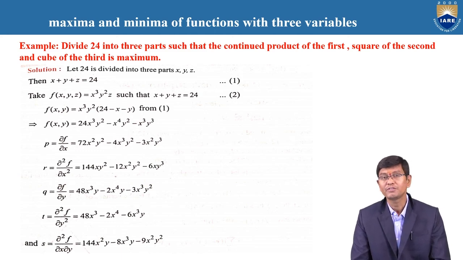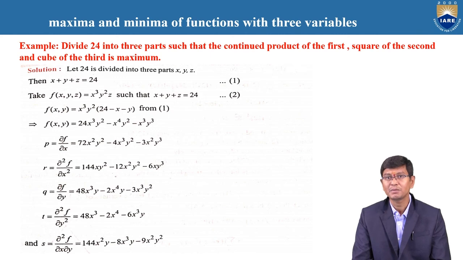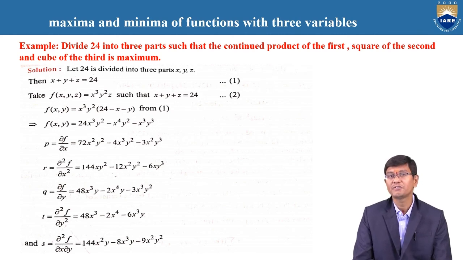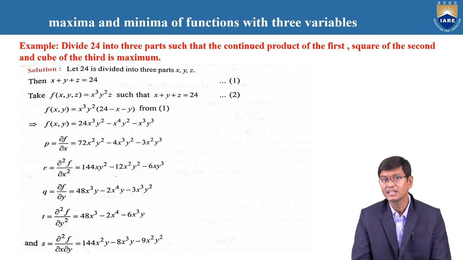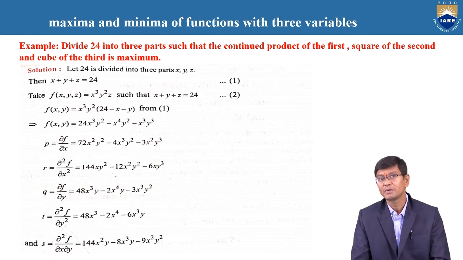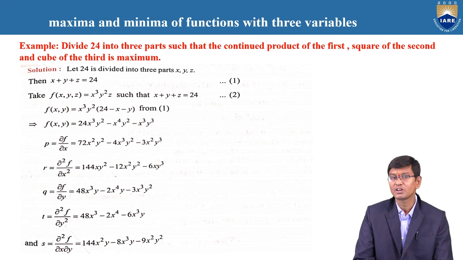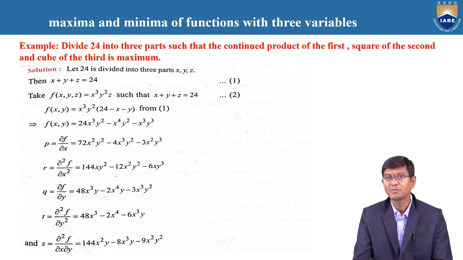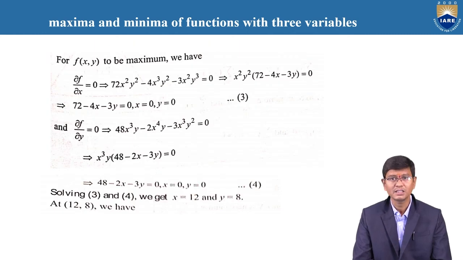Now we need to find the stationary points. For that purpose, we need r is equal to dou square f by dou x square, s is equal to dou square f by dou x dou y, and t is equal to dou square f by dou y square. Before discussing rt minus s square, we need to find the stationary points. By solving dou f by dou x is equal to 0 and dou f by dou y is equal to 0, we obtain x is equal to 12 and y is equal to 8.